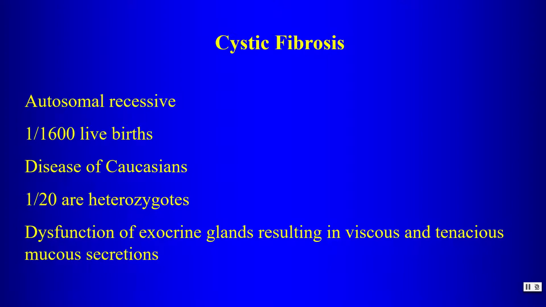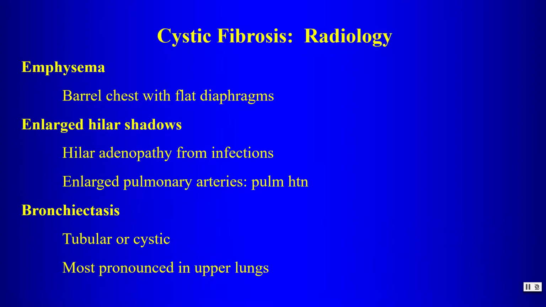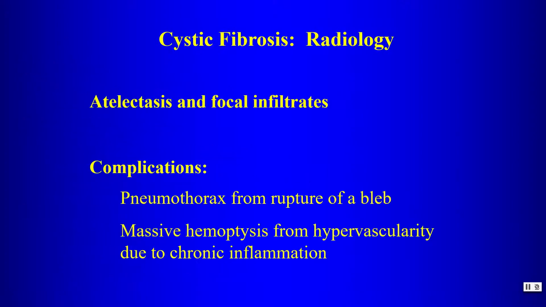The dysfunction in exocrine glands results in viscous and tenacious mucus secretions. And so we can see air trapping manifested as emphysema on the chest radiograph. You can have enlarged hilar shadows from hilar lymphadenopathy from infection, or in later stages from enlarged pulmonary arteries from pulmonary hypertension. The hallmark is bronchiectasis, and it tends to be most pronounced within the upper lobes.